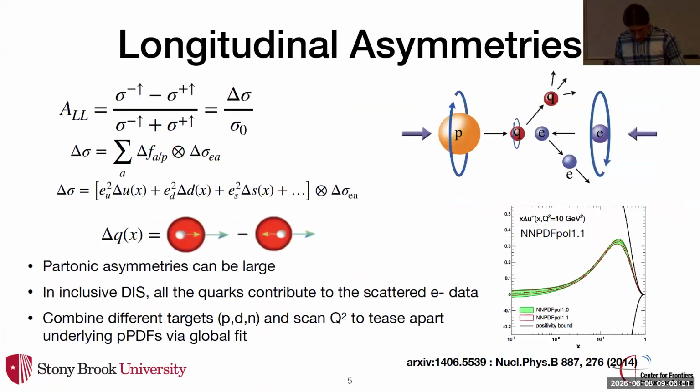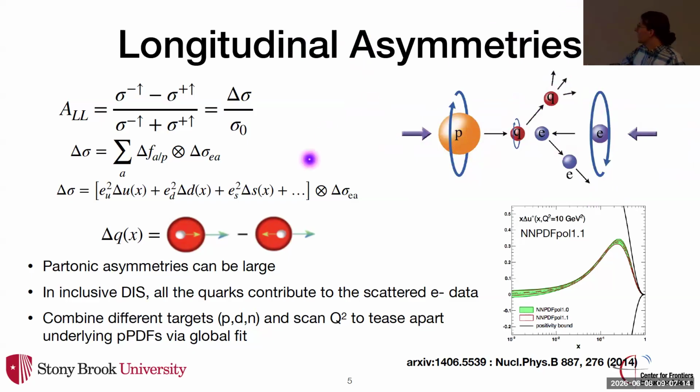Okay. The bread and butter of polarized physics is the asymmetry. This is a brand new slide for me because I swapped out what was previously a polarized proton over here for a polarized electron. So we take a polarized proton, longitudinally polarized, and a longitudinally polarized electron. That means they have helicity states.